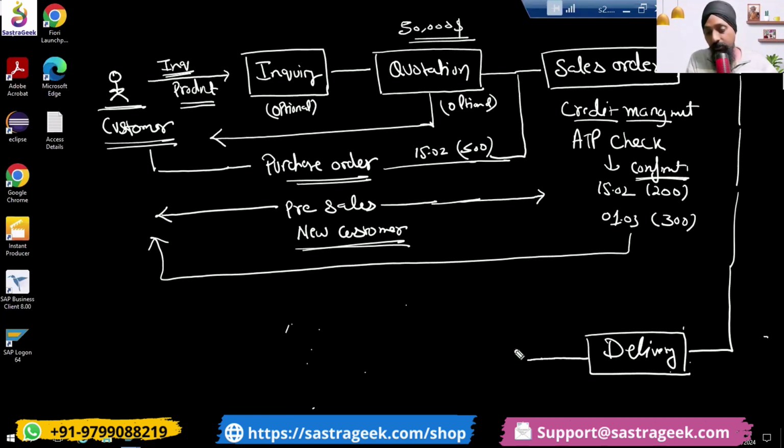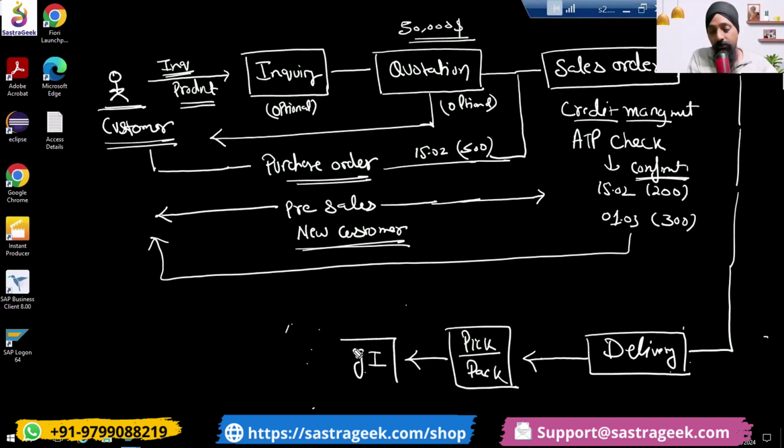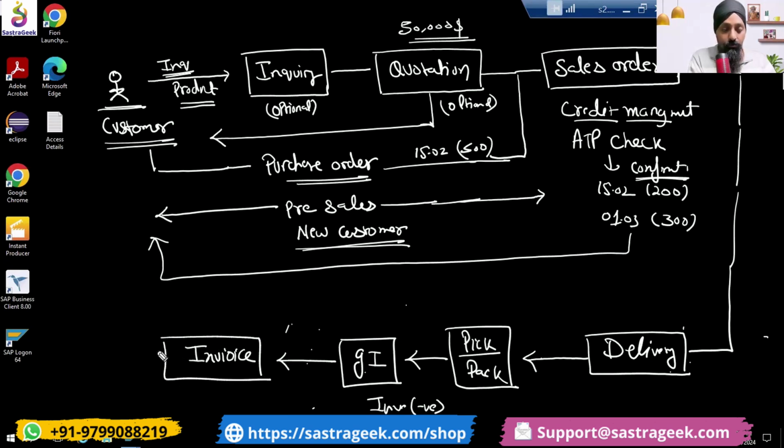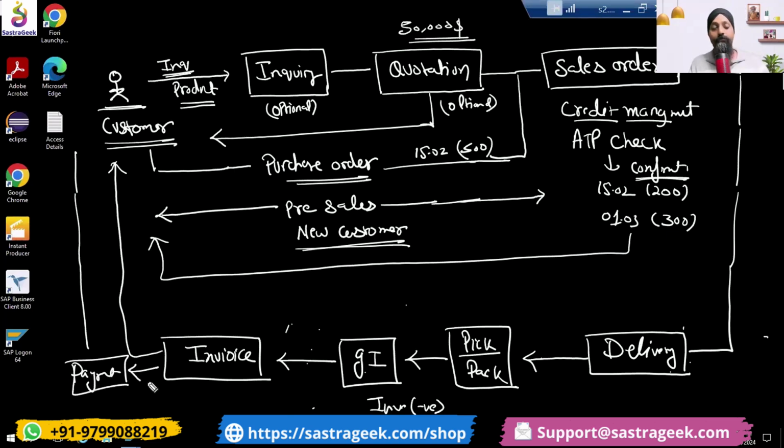Delivery will happen, and once the delivery is created, then you would be doing picking, packing. When the picking and packing is done, then you will be doing goods issue. Goods issue means the material got reduced. The inventory here got reduced. Goods issue has been done, and after the goods issue has been done, we'll send an invoice to the customer. And the customer in return will do a payment. Customer will pay us. We'll receive the payment. That is called the OTC cycle.